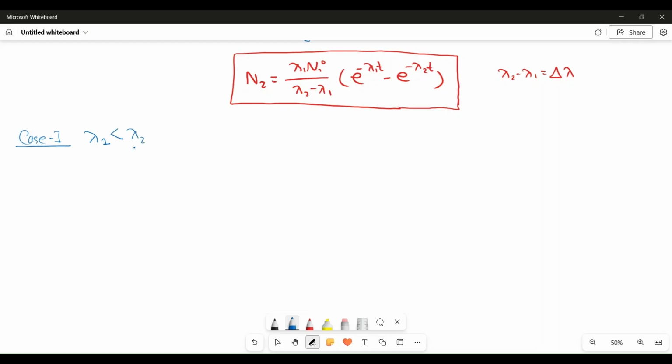Okay, so if lambda 1 is less than lambda 2, that means the material is decaying slower, and if it is decaying slower, the half time will be longer, right? So we can also write it in this way, that t half, this t half is actually for the parent, so the parent's half life is greater than the daughter's half life. Okay, so this is the condition for case 1.